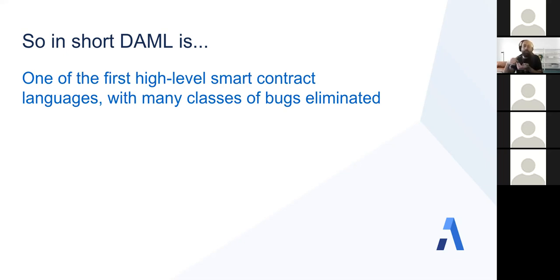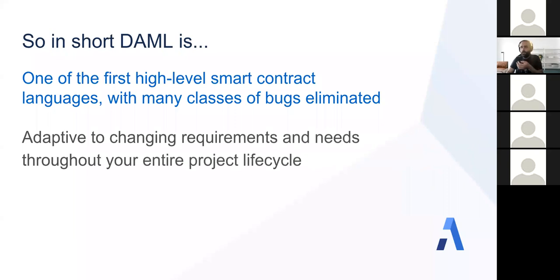DAML is itself based on Haskell. So if you are interested in functional programming, even though DAML, in my opinion, is much easier to write and understand, we get quite a lot of niceties from that, including a lot fewer runtime bugs. If we have a bug in our code, a lot of them end up as compile time errors, which is also great. It's also adaptive to changing requirements and needs throughout the entire project lifecycle. If you need to change one of your DAML models, it's generally not very complicated. Because everything is so well permissioned, if you've changed something that something else depends on and you haven't updated the other dependency, it's going to immediately error at compile time, for pretty much every case.